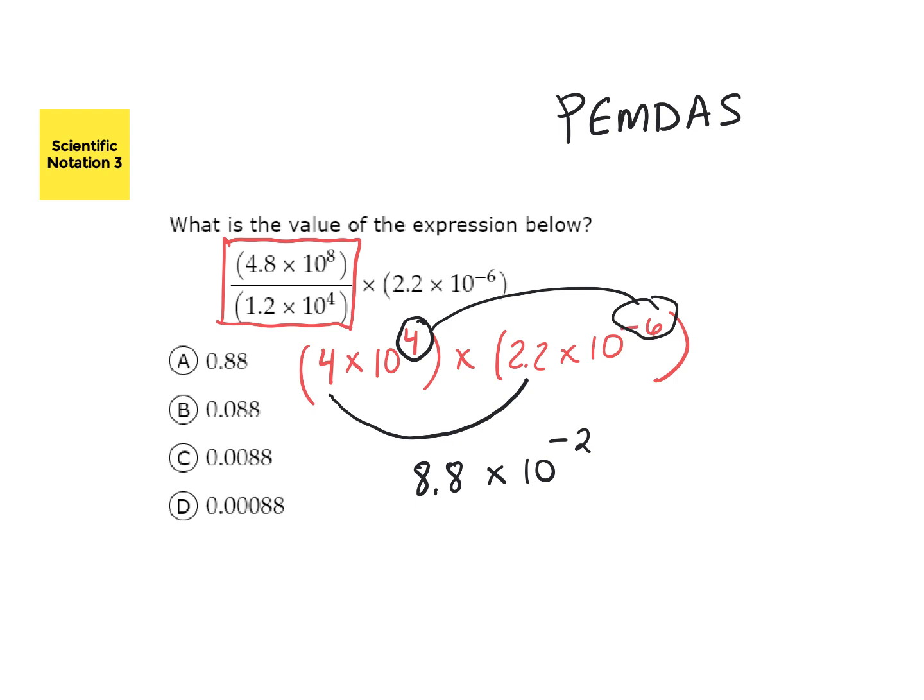But if you look, you notice, oh, that's not there for me. I need to change it to regular standard form. So negative 2 means it's tiny. You're going to move to the left 2. So you have 0.088. So that would be choice B. And that sums up our scientific notation practice.